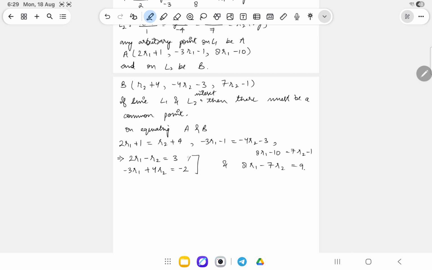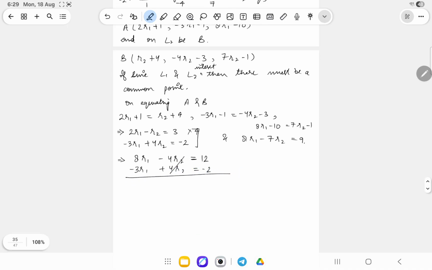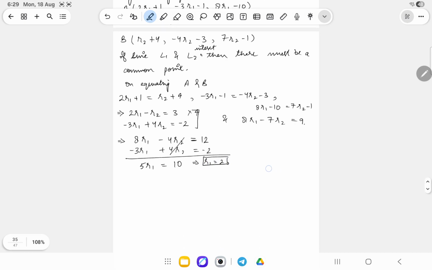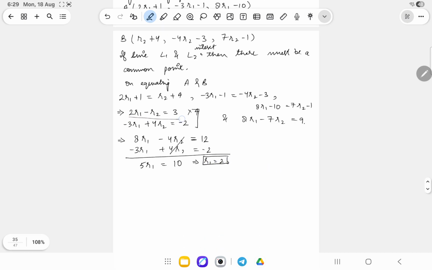So I can multiply equation 1 by 4. So I'll get 8r1 minus 4r2 equals 12 and minus 3r1 plus 4r2 equals minus 2. If I add these two equations, I'll get 5r1 equals 10. So from here I got r1 as 2, and if I substitute the value of r1 in the first equation, I got my r2 as 2 into 2 minus 3, which is r2 as 1.